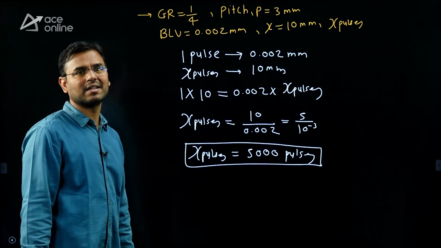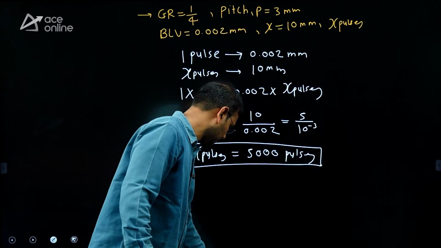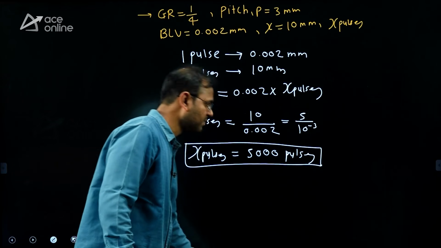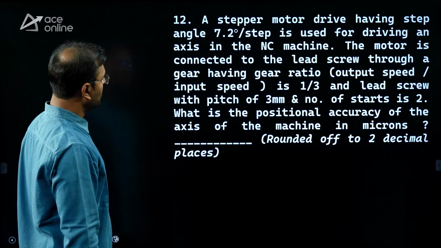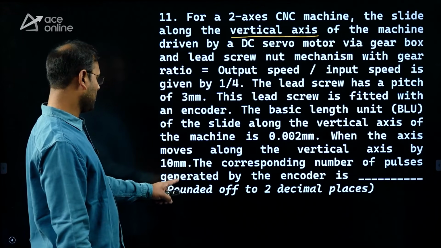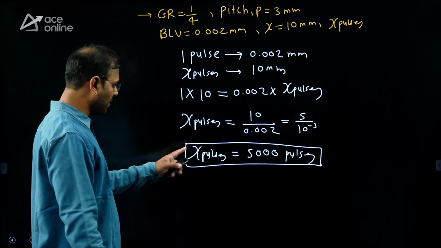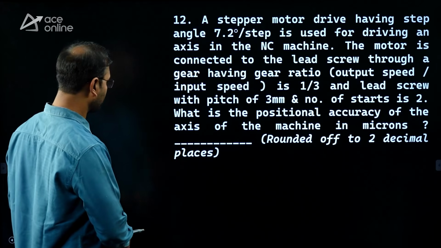Yes, now take the next question here. What is the final answer here? The corresponding number of pulses generated by the encoder to travel a distance of 10 millimeter: how many pulses are required? Here 5000 pulses are required. Next question, question number 12.